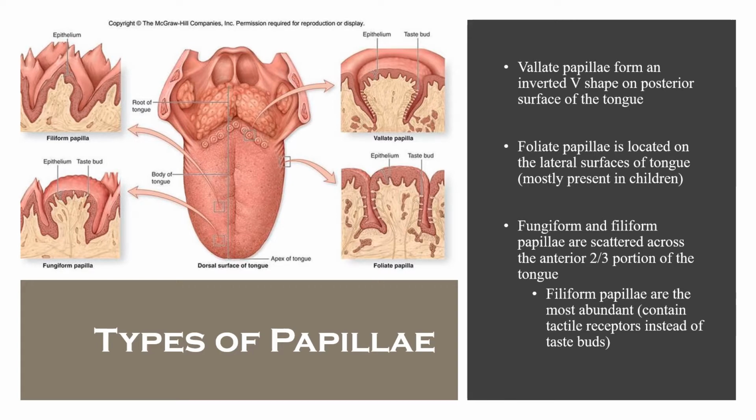There are several types of papillae. You have the vallate papillae, which form an inverted V shape on the posterior surface of the tongue. The foliate papillae are located on the lateral surfaces of the tongue. These are mostly present in children, which is why you guys didn't see the foliate papillae on the model in lab. The fungiform and filiform papillae are scattered across the anterior two-thirds of your tongue, the filiform being the most abundant, and those contain tactile receptors instead of taste buds.